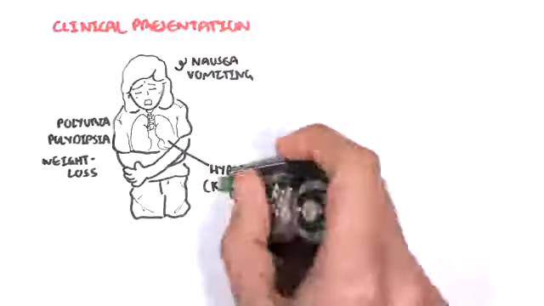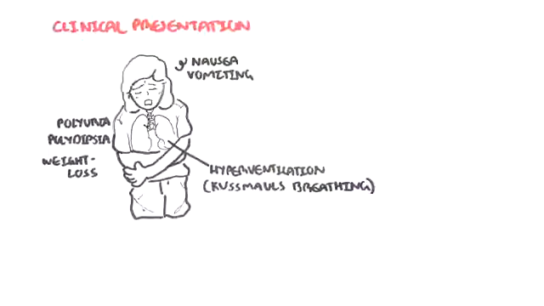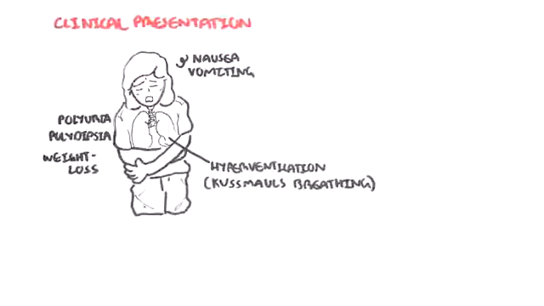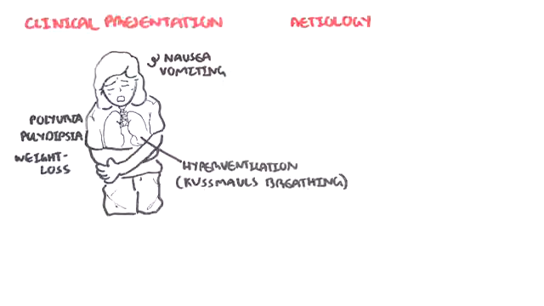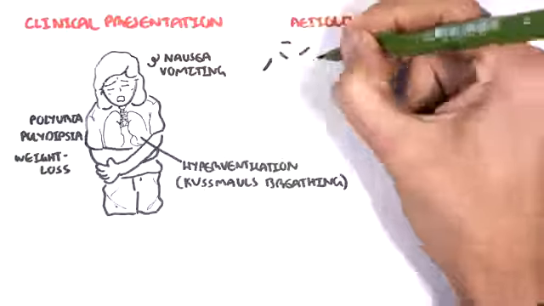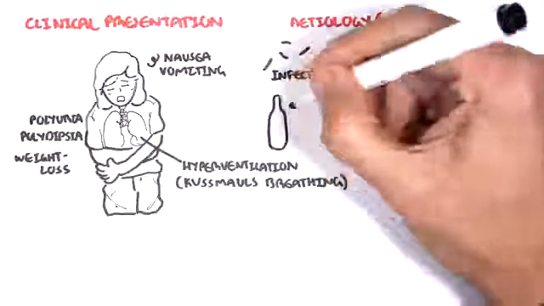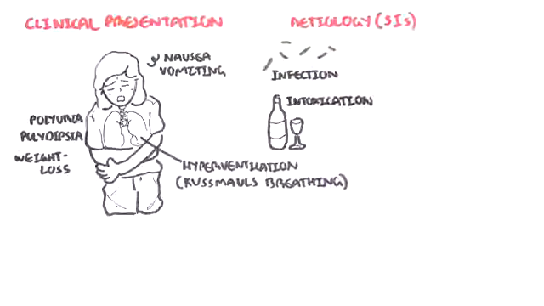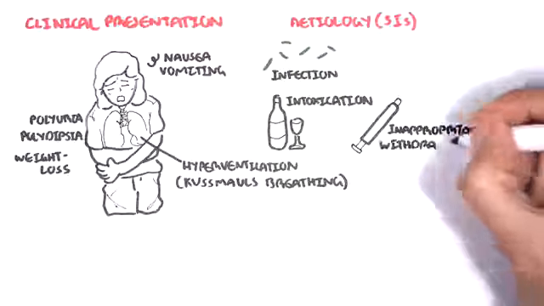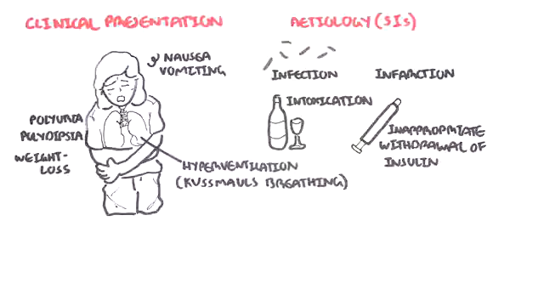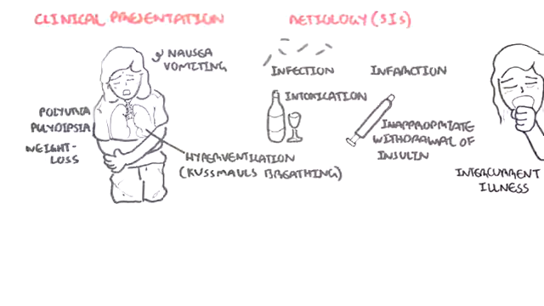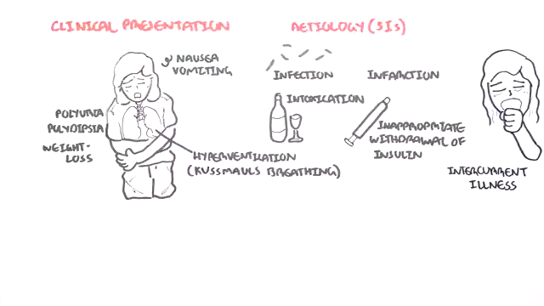Now, diabetic ketoacidosis doesn't occur out of the blue. There are usually some triggers, these etiologies, and they can be remembered as the 5 I's. The 5 I's are infection, intoxication, inappropriate withdrawal of insulin, infarction, and intercurrent illness. And these 5 triggers cause what we know as diabetic ketoacidosis.